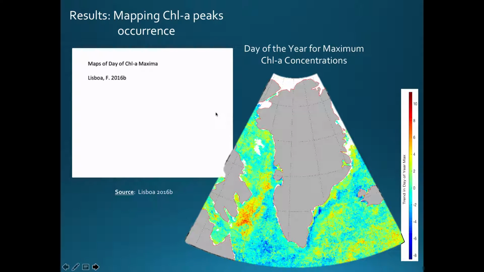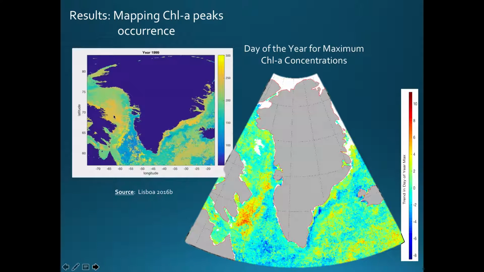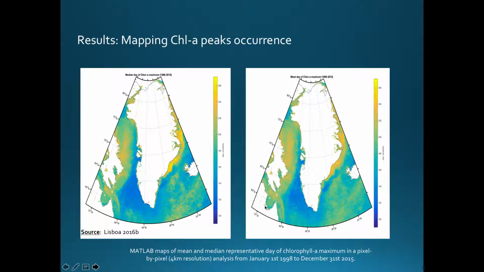What this animation basically shows is the day of the year in which we have more chlorophyll abundance, and this day is sooner in the blue areas and later in these yellow and red areas. I have created maps, a medium and a mean day of chlorophyll maximum.